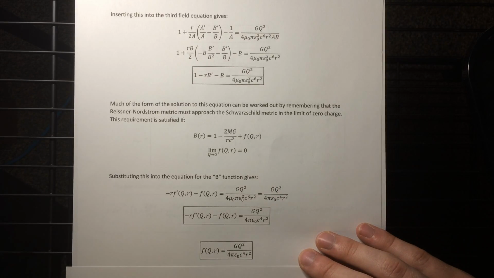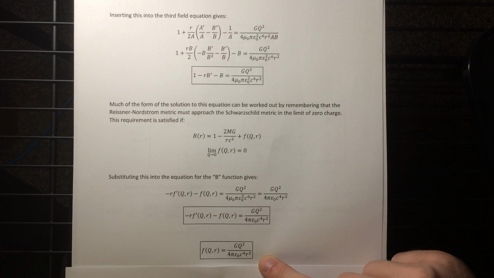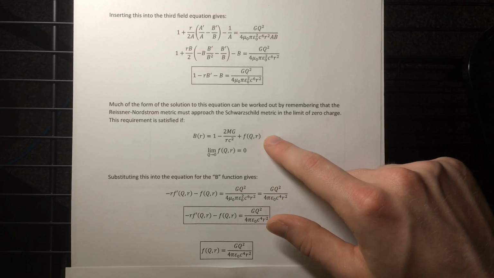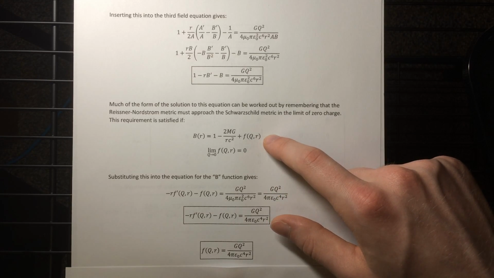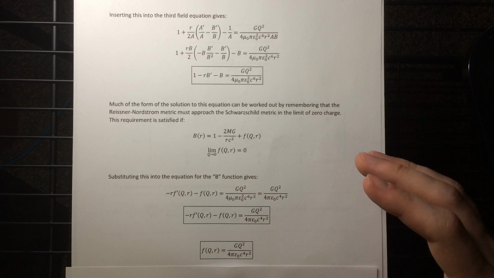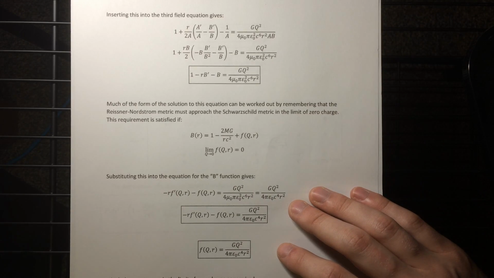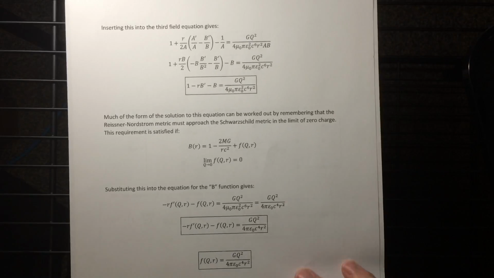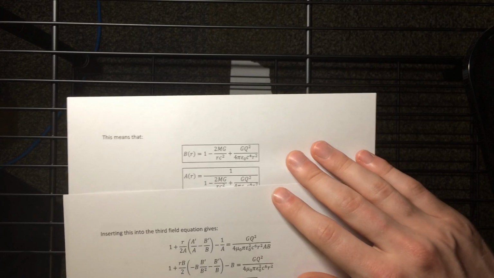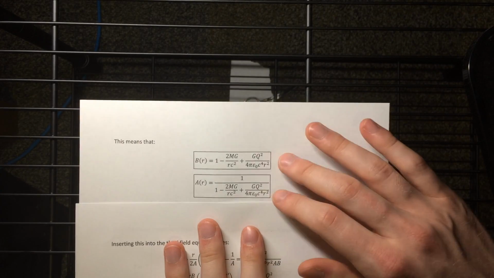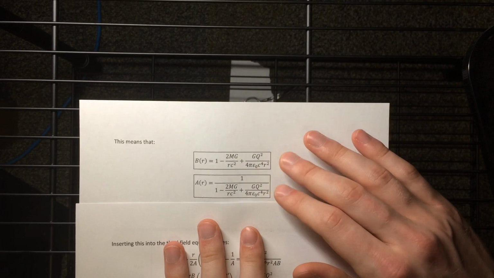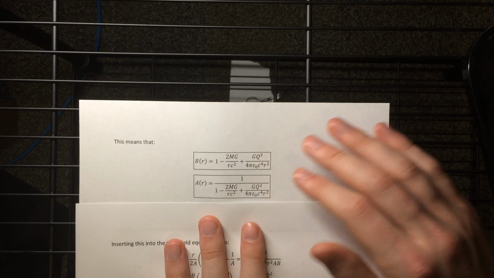Okay, so now we've got that, we can plug this into that to get the b function, and then we can take its inverse and get the a function, and that'll give us the unknown metric functions. So then written out, these are the unknown metric functions, but this is the whole thing we've been going for the whole time.